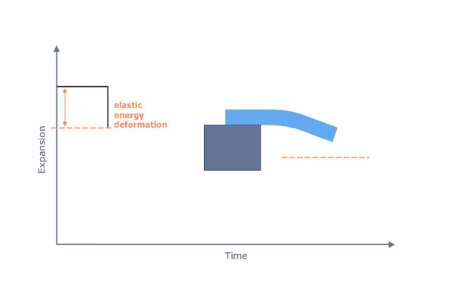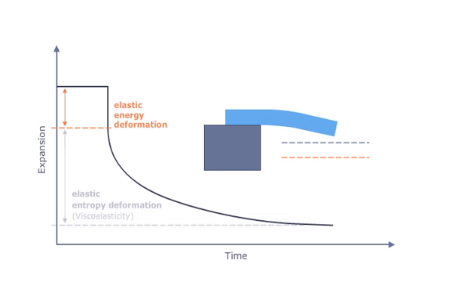Subsequently, there is a further delayed time-dependent reduction in the expansion. It is because entire sections of chains are oriented during the expansion. After release from the stress, the chains slide back slowly to the initial position. We call this time-dependent reversible deformation elastic entropy deformation.